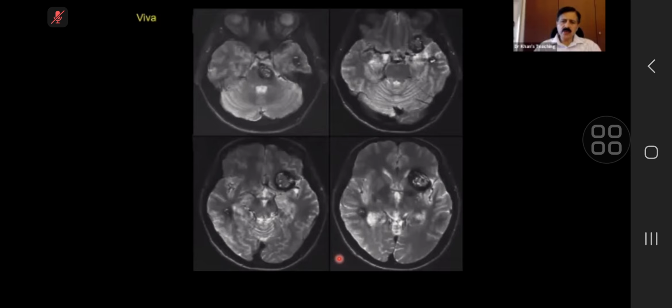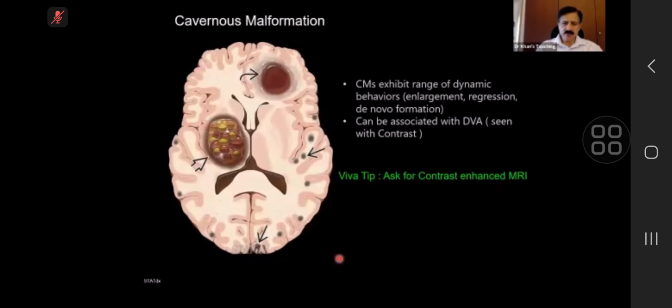Okay, actually, you don't need to do a CTA or MRA. You do a contrast enhanced MR, simple as that. And on the contrast enhanced, the developmental venous anomaly will be seen. Okay, thank you very much, candidate 5.